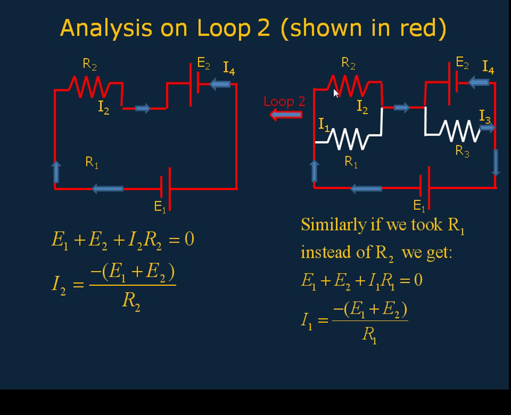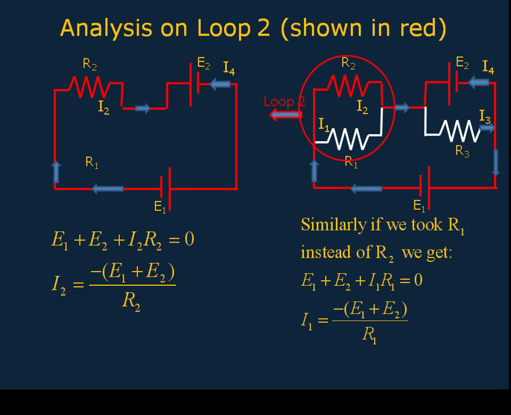Similarly, if instead of taking the R2 in the outer loop, we kept the rest of the loop the same, but then came down like this and took R1, we would have another loop, and the corresponding loop equation for that would be E1 plus E2, the same thing, but we would have I1 R1, which is written over there, and that readily gives us the current I1 in terms of known quantities again.